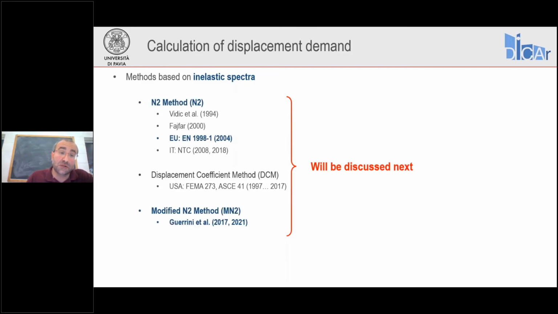So we will focus on these two methods, the N2 method proposed by the Eurocode and the modified N2 method proposed by our research group.